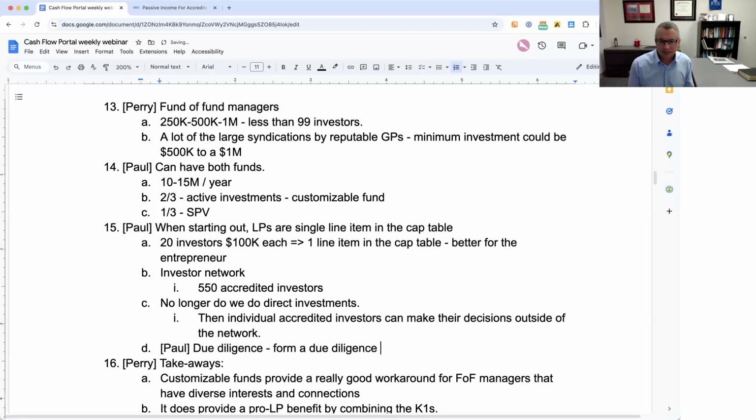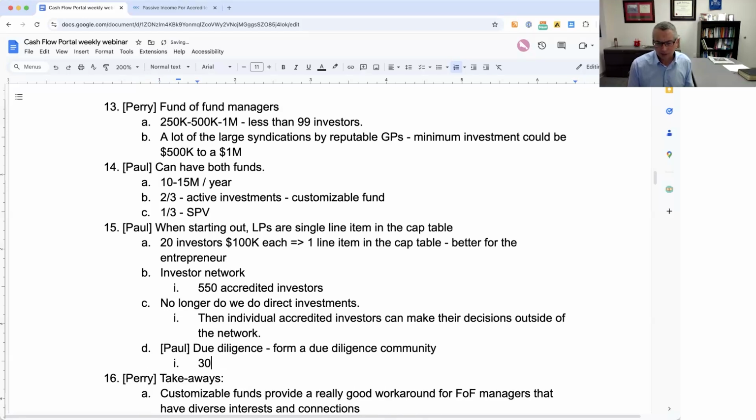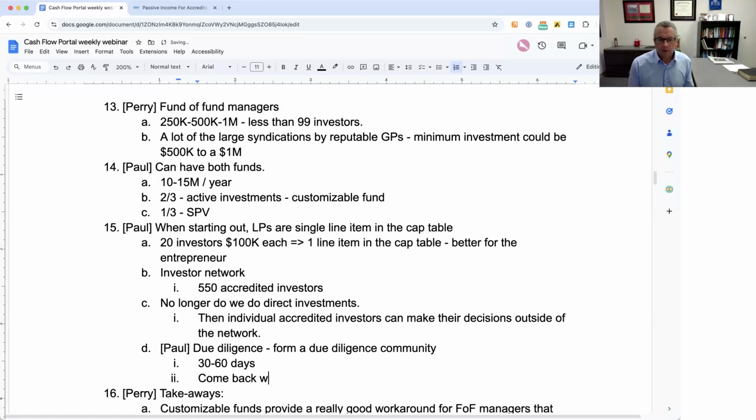And it takes about 30 to 60 days to go through the due diligence process. And then they come back with a report. And from that report, most of the other investors rely upon the due diligence that their fellow accredited investors performed and will make their investments.